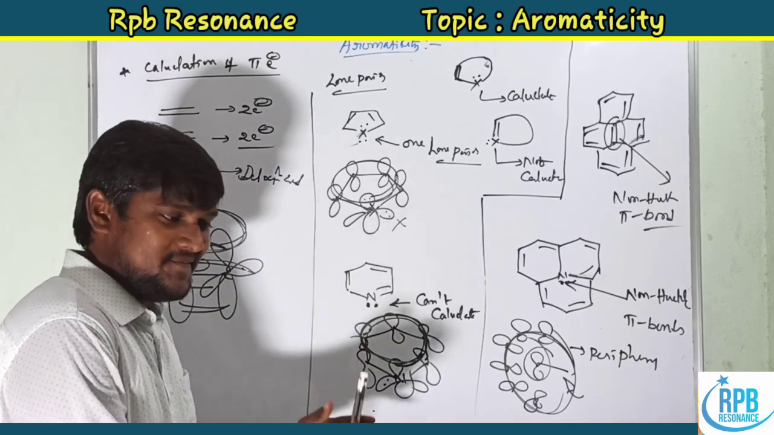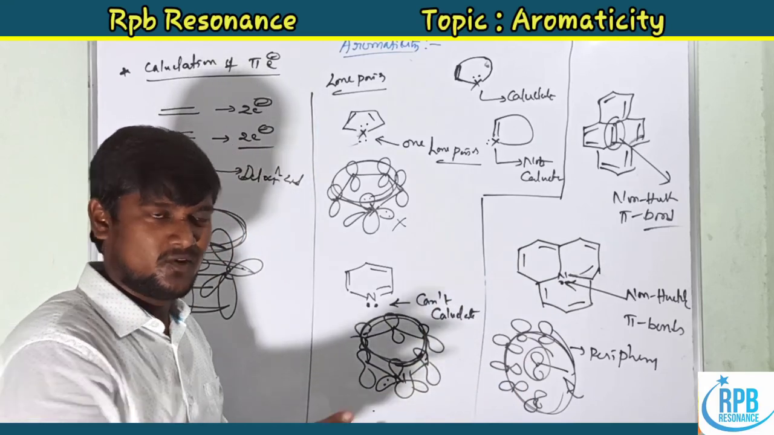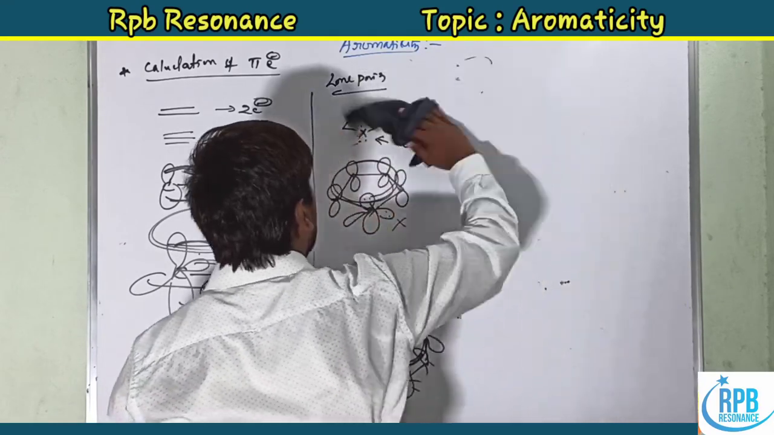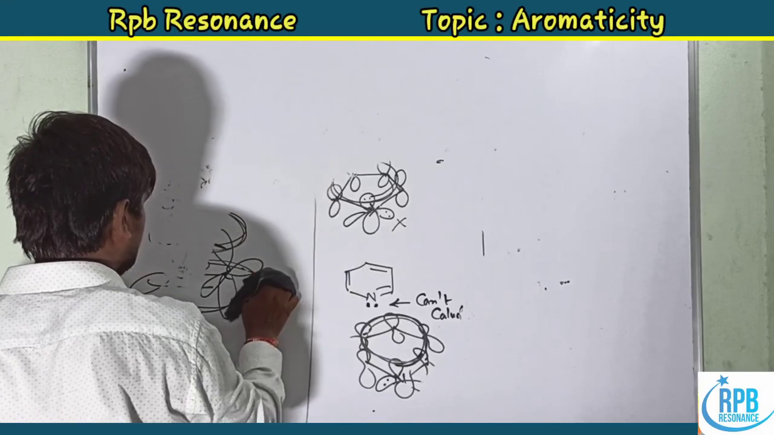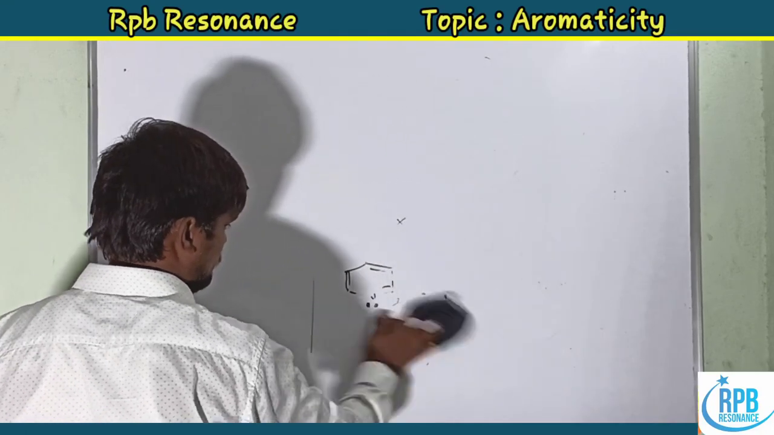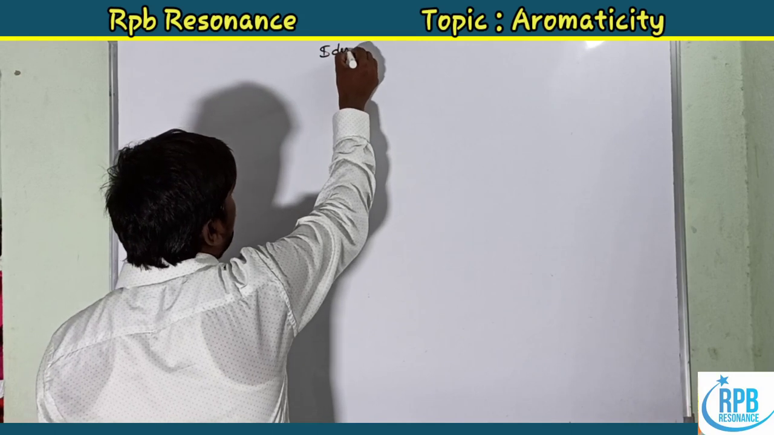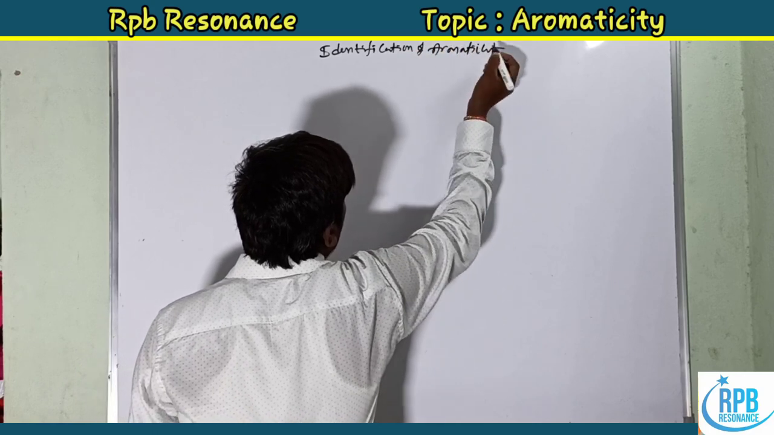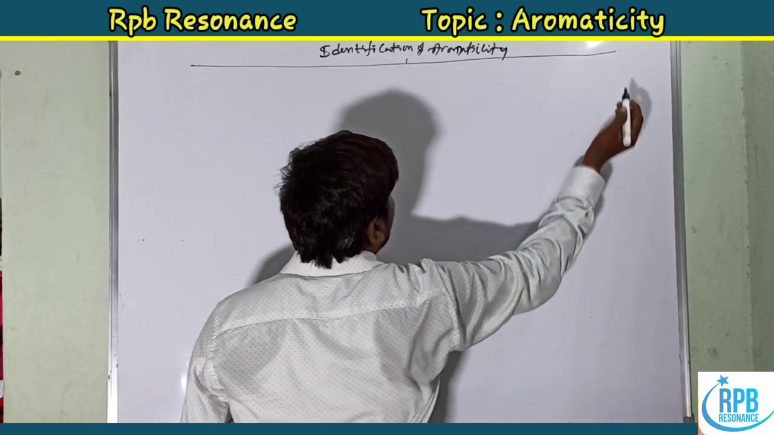Now let's move on to the classification. How to identify whether a molecule is aromatic, non-aromatic, anti-aromatic, or homo or quasi-aromatic. Let's move on to the original topic of aromaticity. Okay, this is the very basic concept. Now let's move on to the interesting topic of aromaticity. Okay, now let's move on to the identification of aromaticity. Okay, now, so aromaticity is of different types.